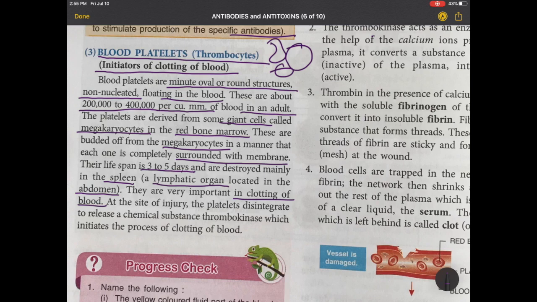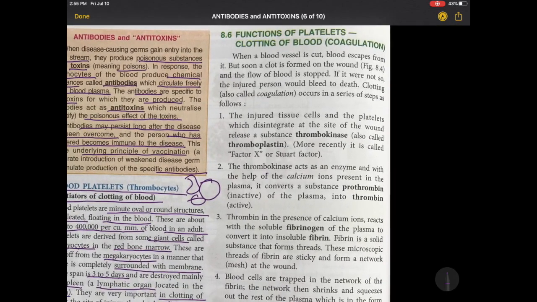Now you have cut yourself, so what happens wherever you have cut yourself? The platelets disintegrate to release a chemical substance. So the platelets will break up into small parts, and they produce a chemical substance which is known as thrombokinase, which initiates or starts the process of clotting of blood, okay.